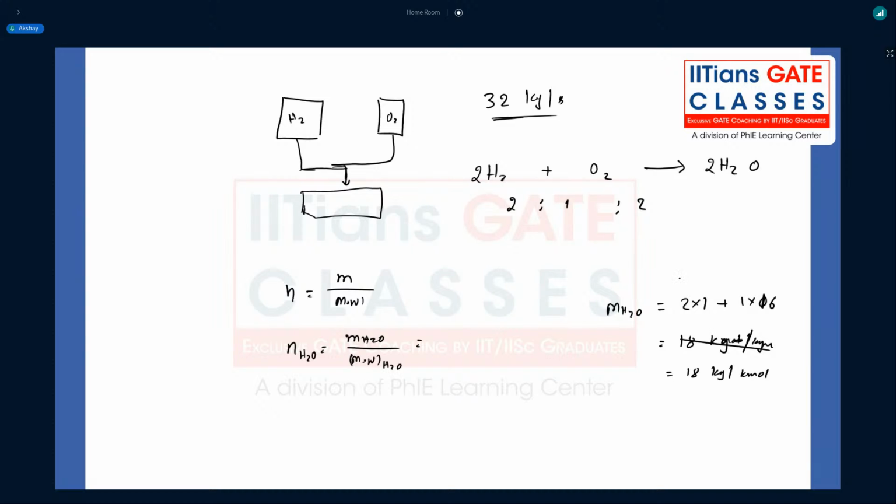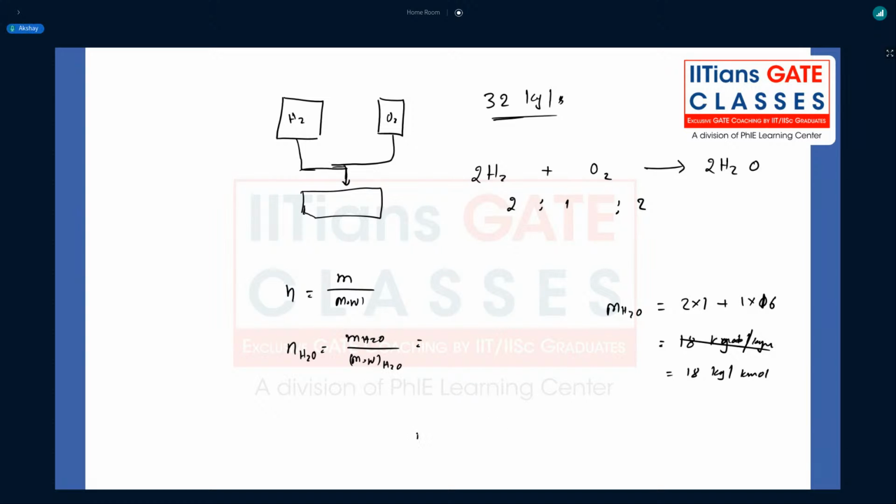We are using 32 kilograms per second actually of hydrogen. So that means if I have one hydrogen molecule, then I need 18. So I am going to get 18 kgs per kilomole of water. So what if I have 32 of such hydrogen molecules?